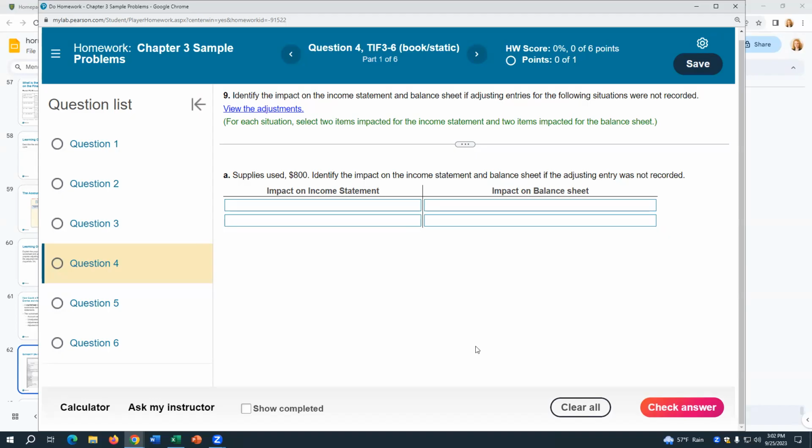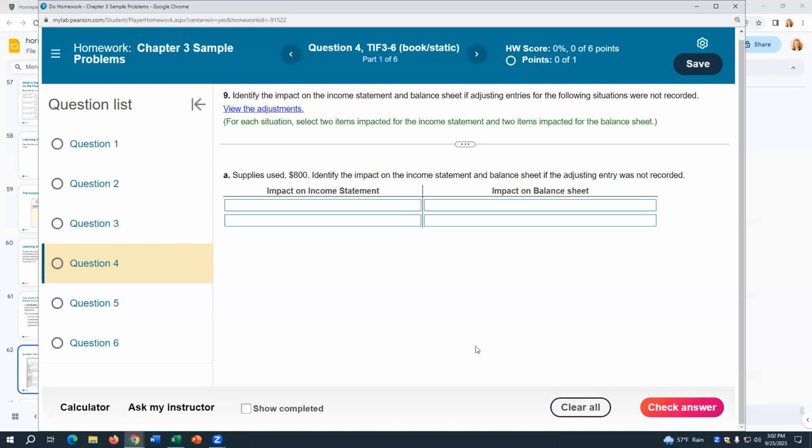So to figure out what would happen if we didn't do it, we think about what the entry would be that we would need to make, and what does that do? And then if we didn't make it, what would happen? All right, so there are multiple thinking steps that we want to do here.